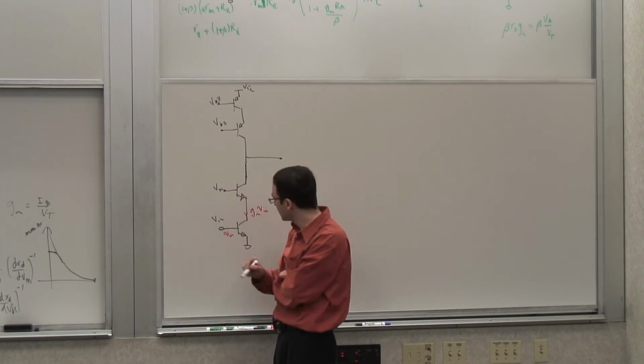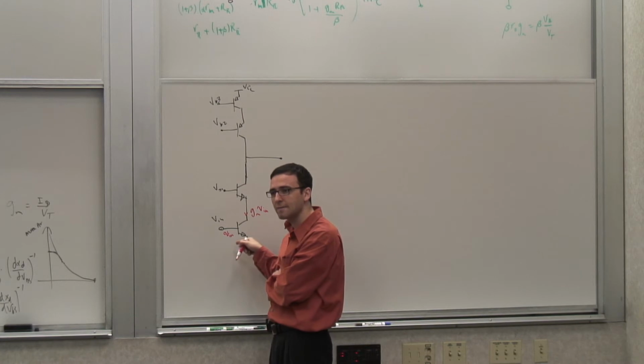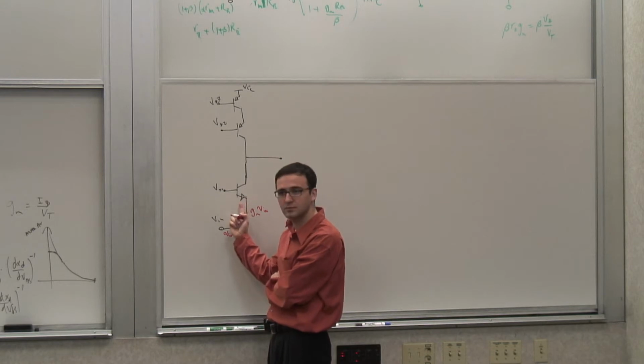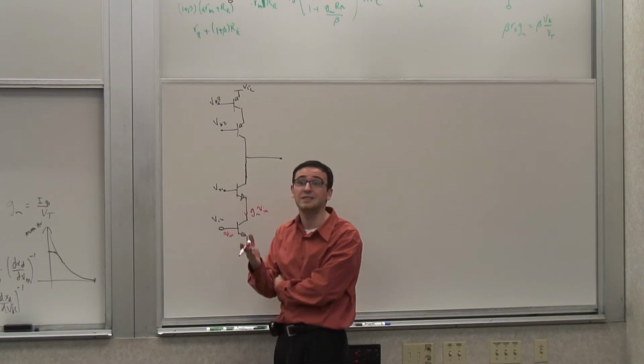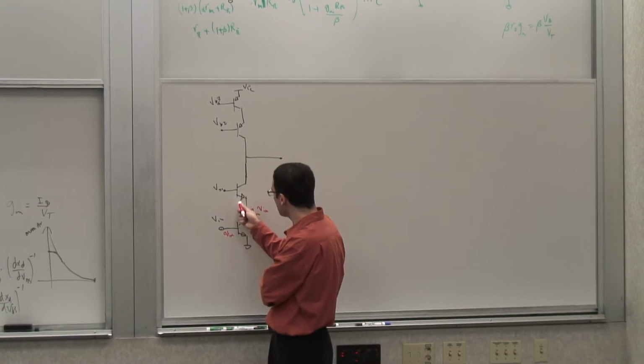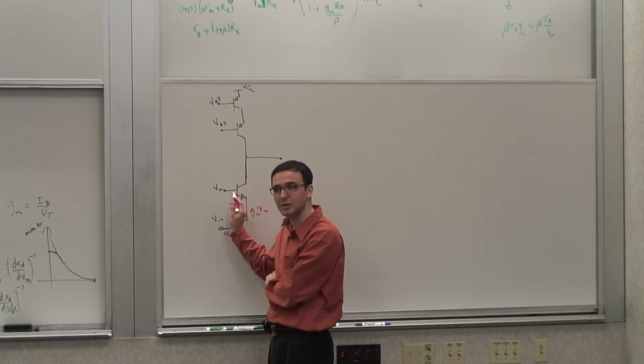Right? Because there's an RO here, too, right? But you have a current divider, right? Between RO and what? What do you see looking up? Rm. So the ratio of RO to Rm is the ratio of VA to VT. It's huge. So this is a much lower impedance than that impedance. So pretty much for all practical purposes, all the current goes into the emitter.